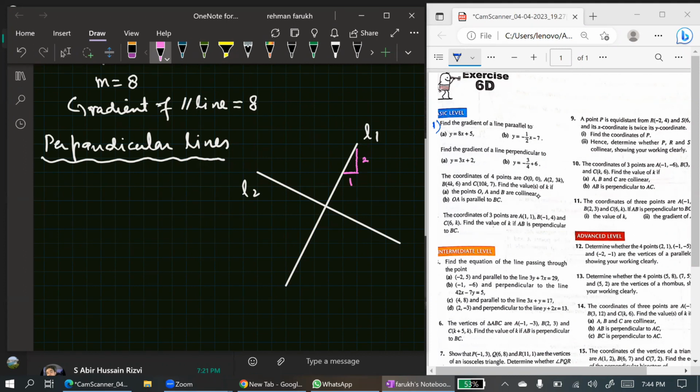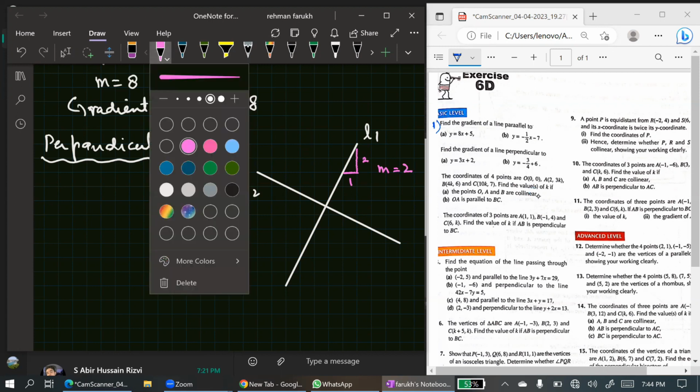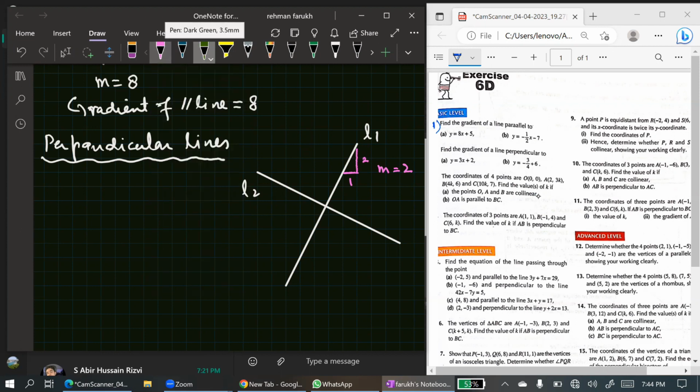rise over run. M is equal to 2. When we move towards the right side, the line L1 has the gradient rise over run is equal to 2 over 1. Now the line 2.